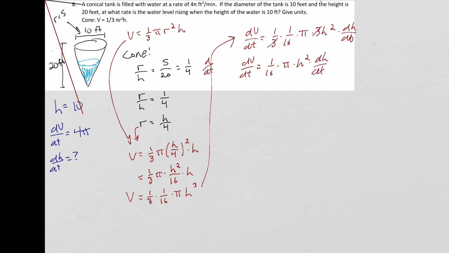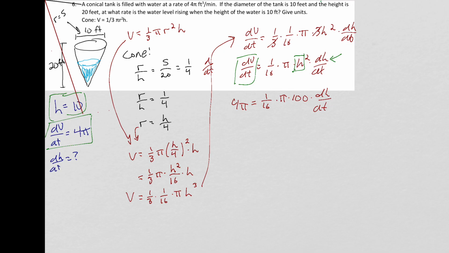And so, from here, I just have to sub in the things that I know. I know dv over dt is 4 pi, so that's going to go in right here. And I know h is 10, so that's going to go in right here. And then I'm going to solve for the dh dt. So what do I get? 4 pi equals 1 over 16 times pi times 10 squared is 100 times dh over dt.